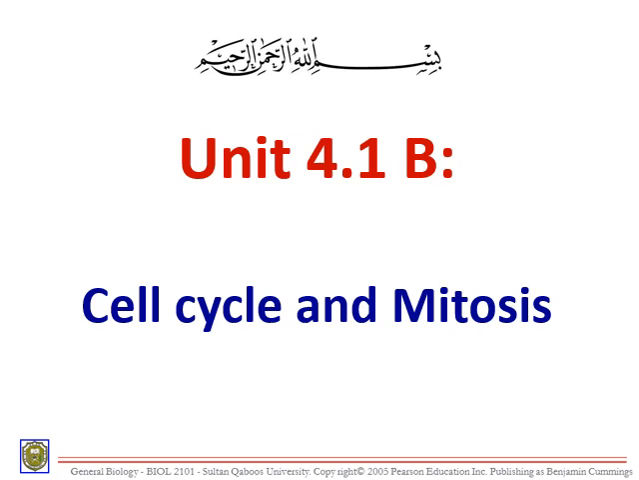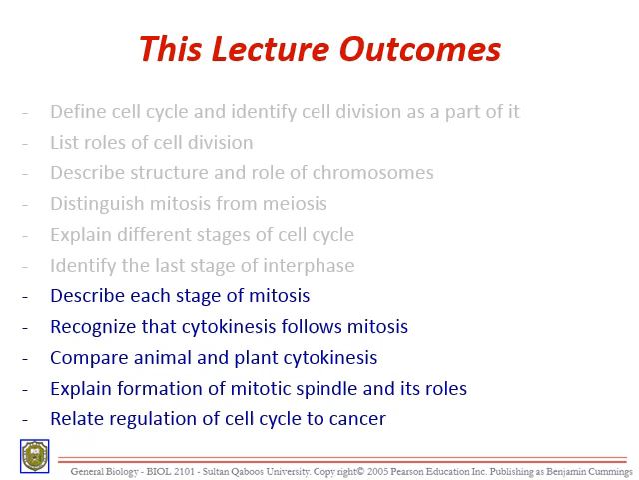All right, so the outcomes of this lecture will be, we are going to describe each stage of mitosis. We have five stages of mitosis. The second thing, we are going to recognize that cytokinesis follows mitosis. So we have mitosis first, and then immediately after that, we have cytokinesis. And the third outcome for today is we are going to compare cytokinesis in animal cells and cytokinesis in plant cells. And you will realize that cytokinesis in plant is different than in animal because of the presence of the cell wall.